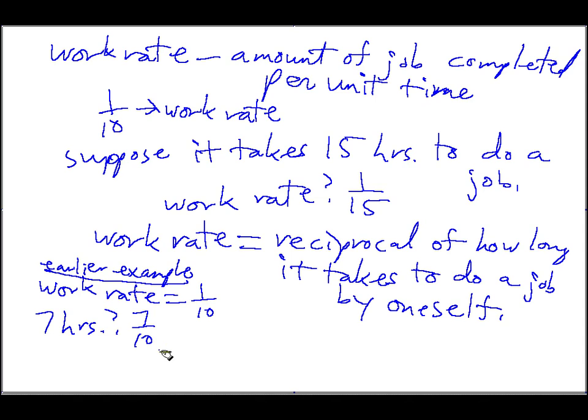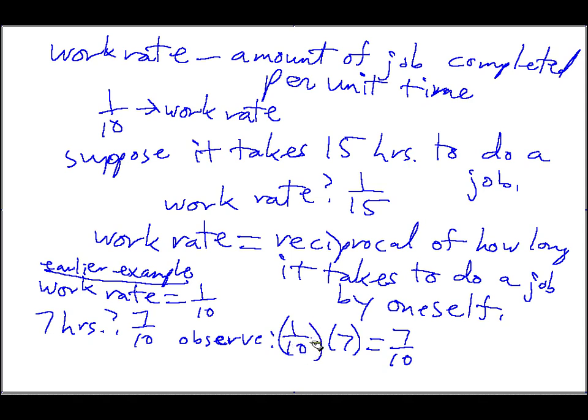Now, I want you to see a concept here as well. So how do I get 7/10 relative to the work rate? Well, here's what I want you to observe. Work rate 1/10 times 7 is equal to 7/10. Now, why am I writing this out instead of just 7/10 itself? Well, I want you to see this concept here.